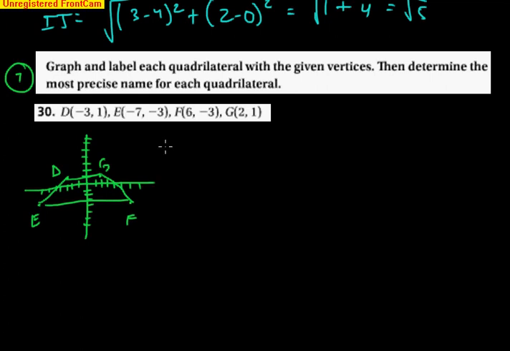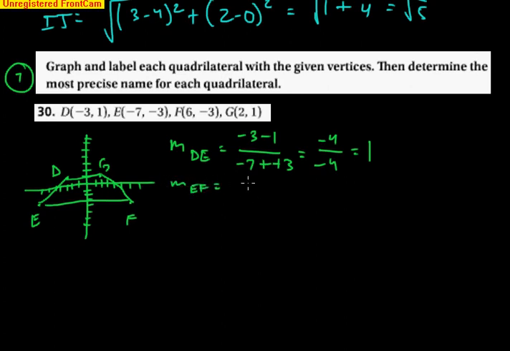And if I look at this figure, it looks like a trapezoid, but let's see. Let's make sure. Slopes. Slope of DE. -3 minus 1 over -7 minus -3. Y's over X's. This is -4 over plus plus -4. That's a slope of 1. Move on to the slope of EF. -3 minus -3 over 6 minus -7. Plus plus, -3 plus 3 is 0. Plus plus 6 and 7 is 13. But when the numerator is 0, the fraction is 0.